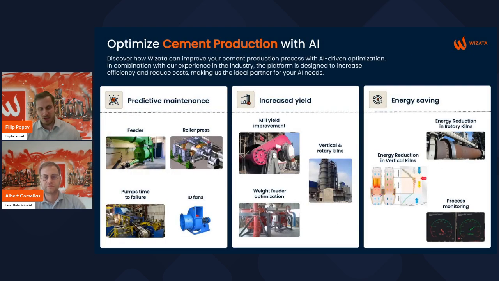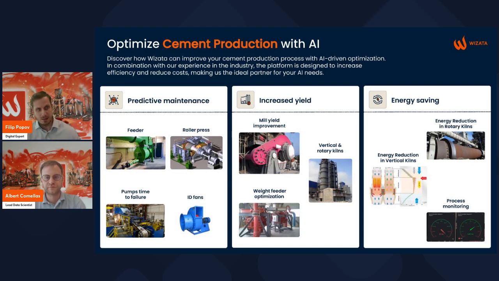What can AI achieve in the cement industry? Some of you may be wondering right now if you haven't started on this journey already. And here are the three main areas, starting from left to right. Predictive maintenance is one of the most important value drivers, and applies to feeders, roller presses, pumps, ID fans, to ensure reliable and increased lifespan of said assets.